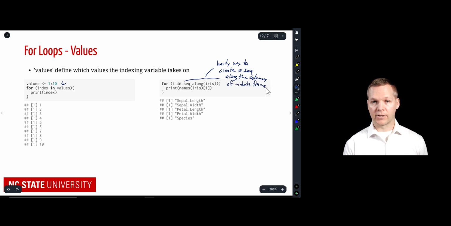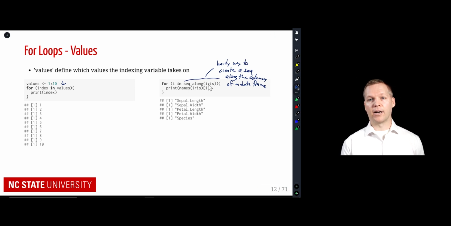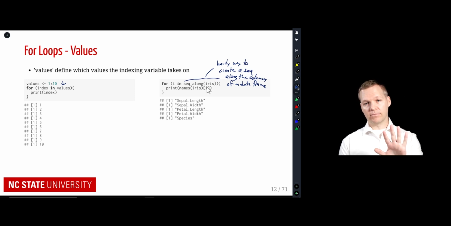And so the seq_along function just says, I'm going to basically say how long is this iris data frame, i.e. how many columns does it have? And what I'm going to do is just create a sequence from 1 to the number of columns. So in this case, iris is a data set that has 5 columns. And so seq_along creates a vector 1 through 5.